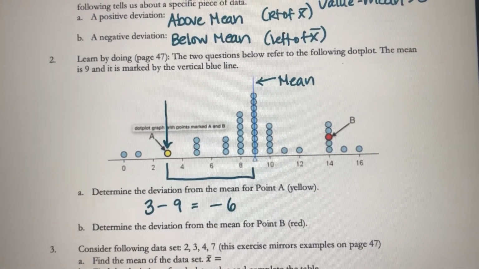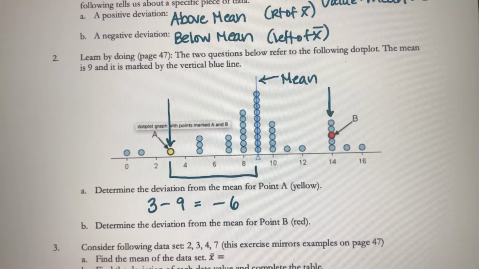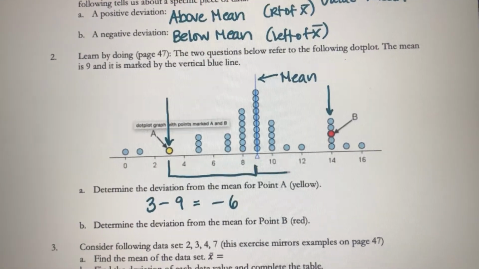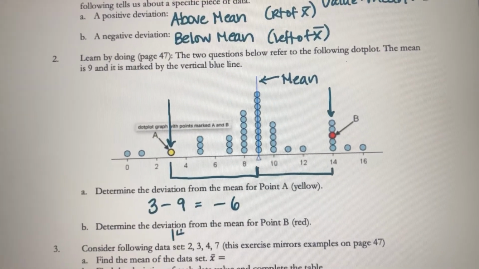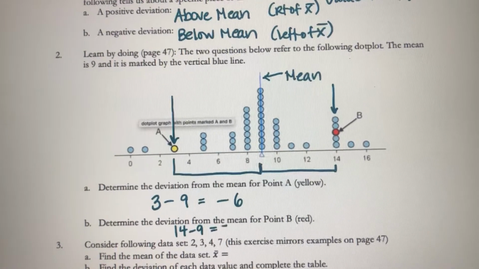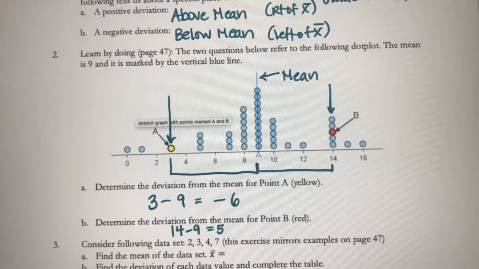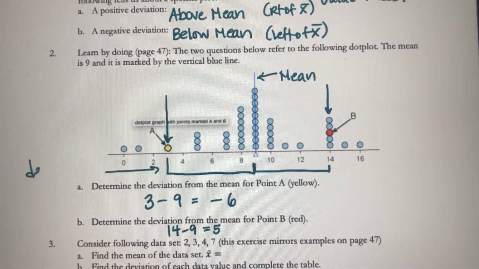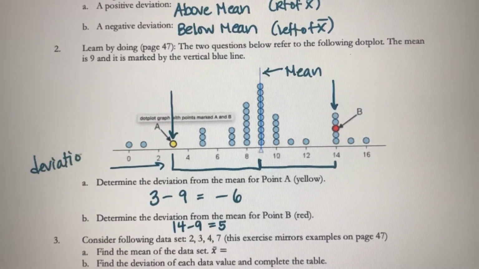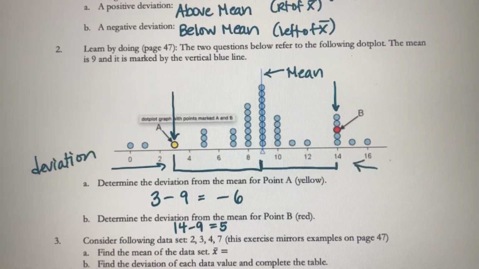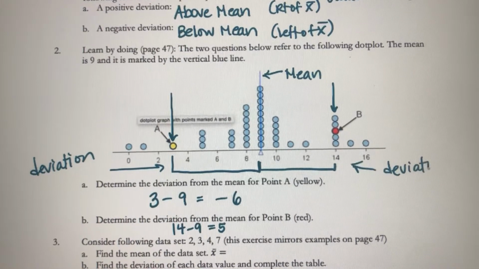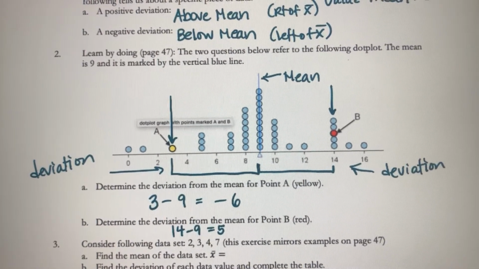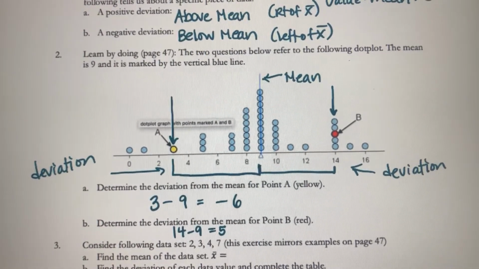Now the deviation for the red point here is above the mean. Well, how far above the mean is it? 14 minus the mean of 9 is equal to 5. So this is one deviation, and this is a different deviation that we're talking about. It's how far away from the mean that we're concerned with.